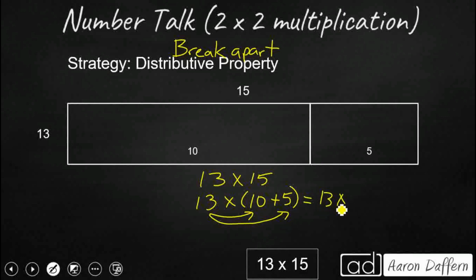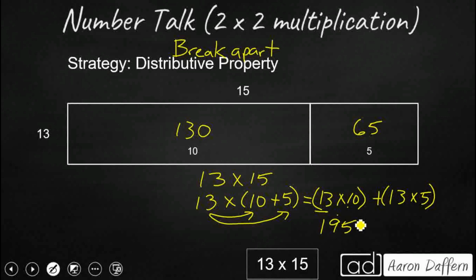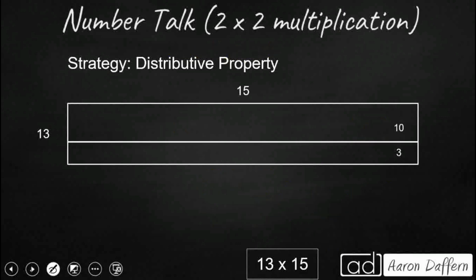So 13 times, instead of 15, times 10. That's easy. That's 130, because 13 times 10 is 13 times 1, 13, with a 0. And then we're going to add 13 times 5. So we multiplied it by 10. Now we need to multiply it by 5 because 10 and 5 make 15. And so that's going to get us 65. So if we add up our 130 and our 65, hopefully, when you did this mentally, you got the answer of 195.